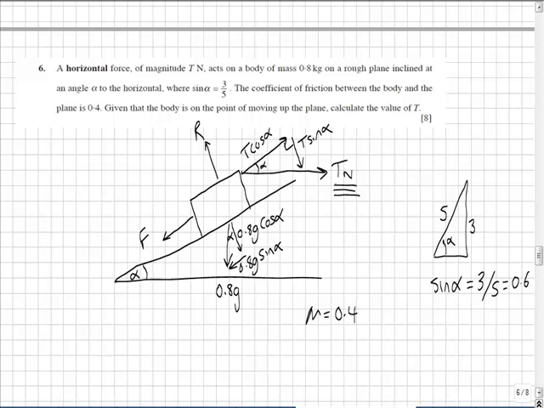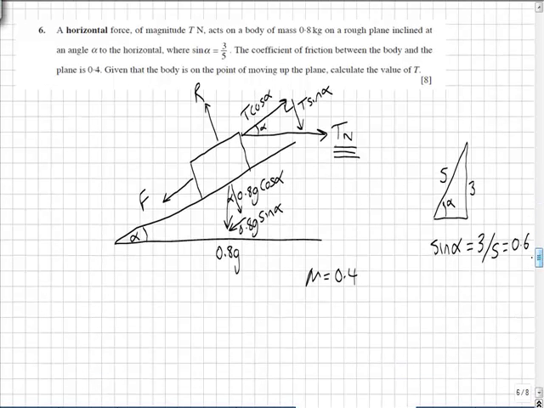The weight of 0.8g is acting obviously straight downwards, with components acting perpendicular to the slope of 0.8g cos alpha, and parallel, pulling the object down the slope, of 0.8g sin alpha. It's given that sin alpha is 3/5 or 0.6, and drawing a quick right angled triangle, we can see we have a Pythagorean triple of 3, 4, 5, giving cos alpha a value of 4/5 or 0.8.